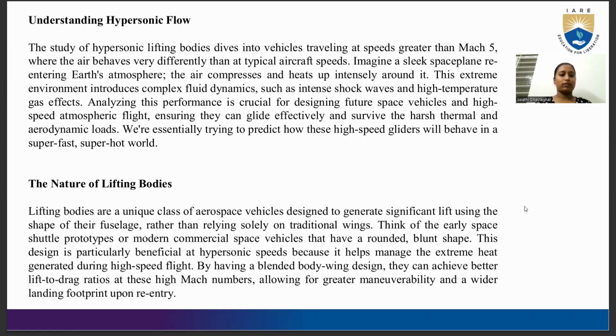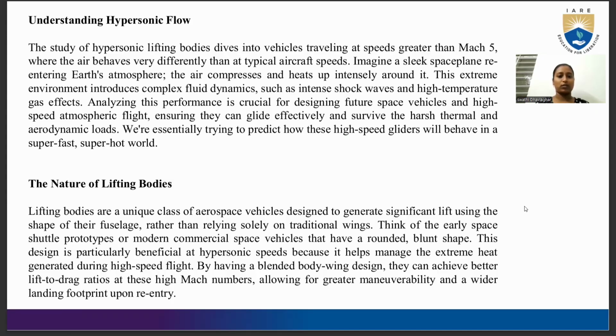The study of hypersonic lifting body dives into vehicles traveling at speeds greater than Mach 5, where the air behaves very differently than at typical aircraft speed. Imagine a space plane re-entering Earth's atmosphere. This compresses and heats up the air instantly around it. The extreme environment introduces complex fluid dynamics such as intense shock waves and high temperature gas effects.